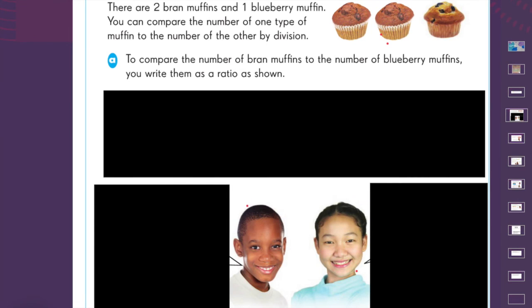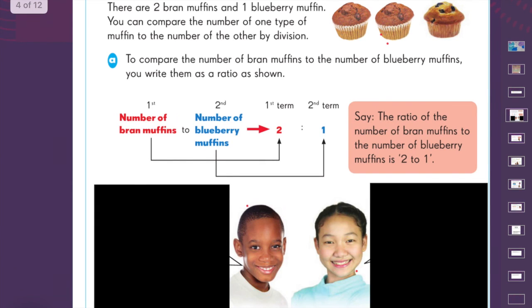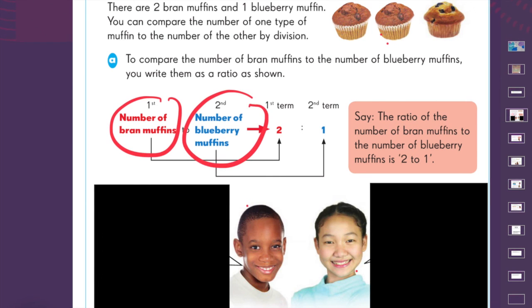So let's look at this first example. It says there are 2 bran muffins and 1 blueberry muffin. You can compare the number of one type of muffin to the number of the other by division. And this is, again, comparing quantities. In this case, the quantity of bran muffins to blueberry muffins. So to compare the number of bran muffins to the number of blueberry muffins, you would write them as a ratio. We know that there are 2 bran muffins and there is 1 blueberry muffin.